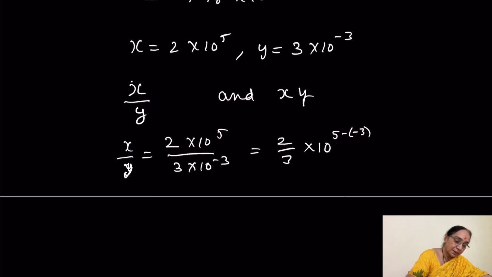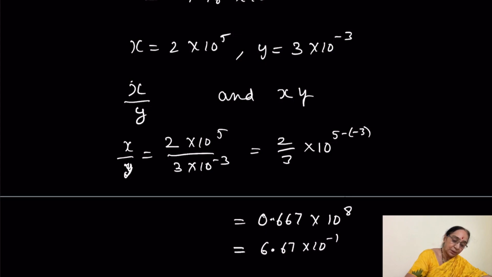So 2 by 3 is 0.667. I'm just writing 3 decimal places because it's a recurring decimal. Remember, into 10 to the power of 8. It is not in the standard form. This number has to be greater than 1, or maybe equal to 1 is fine, but not less than 1, and it has to be less than 10. So this I write as 6.67 into 10 to the power of minus 1 into 10 to the power of 8. So I get the answer as 6.67 into 10 to the power of 7.